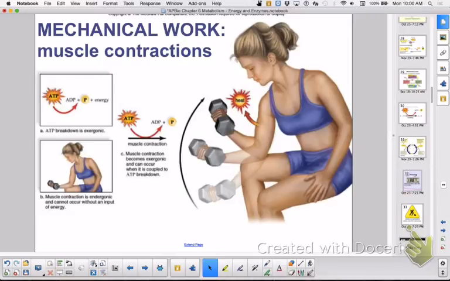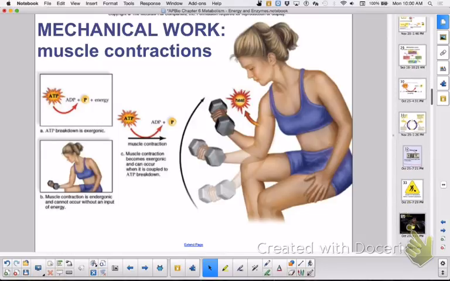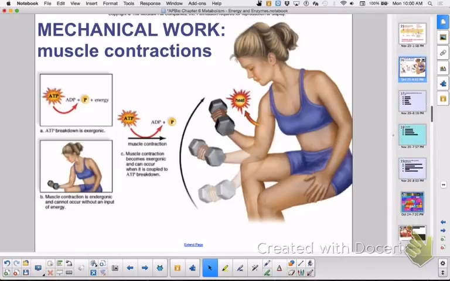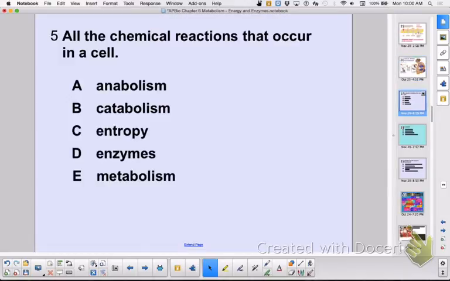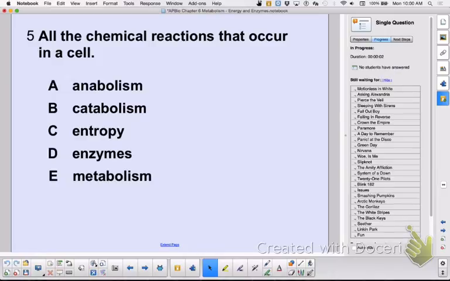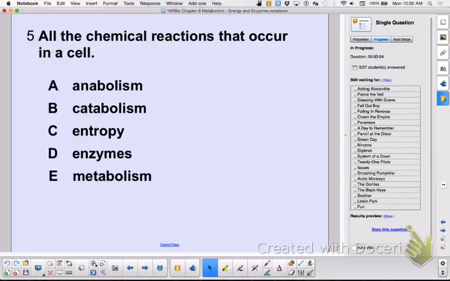So metabolism is basically the sum of all the chemical reactions that occur. It can be divided into 2 categories, anabolism and catabolism. Anabolism is where you require energy, it's an endergonic reaction to build all these molecules. And catabolism is the breaking down of these large molecules for energy. They release 7.3 kilocalories of energy. Its structure is adenosine plus 3 phosphate groups. They couple with endergonic reactions.